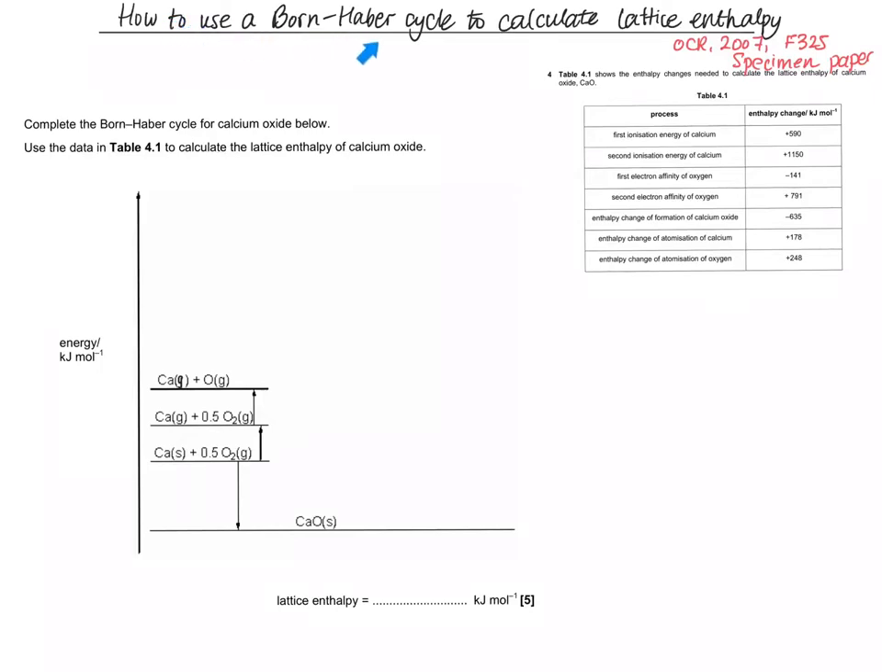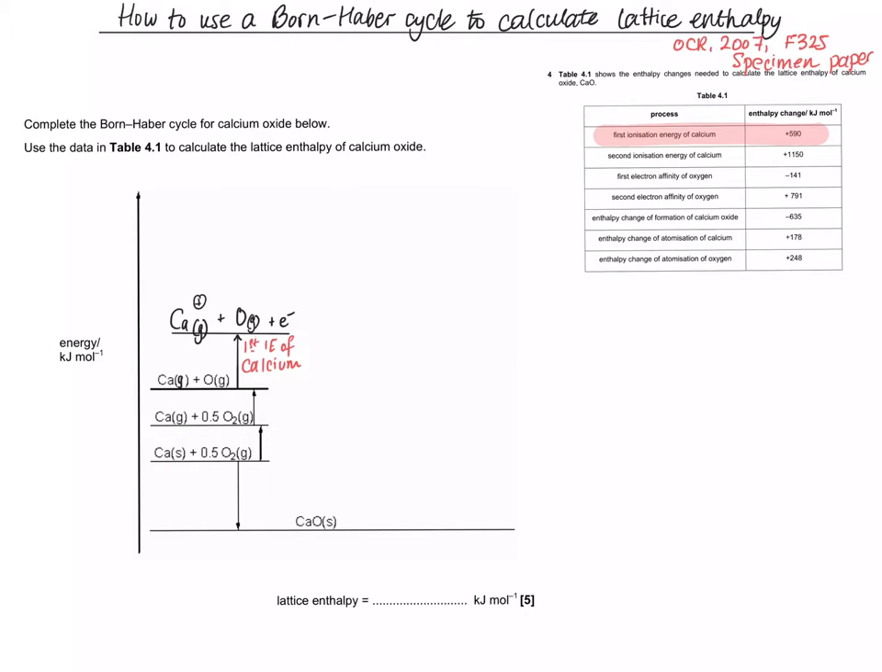How to use a Born-Haber cycle to calculate lattice enthalpy. So this is taken from the OCR 2007 S325 specimen paper, and we're given a table of enthalpy changes. The question says, complete the Born-Haber cycle for calcium oxide below. Use the data in table 4.1, this one here, to calculate the lattice enthalpy of calcium oxide.